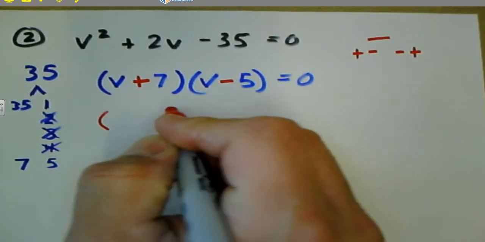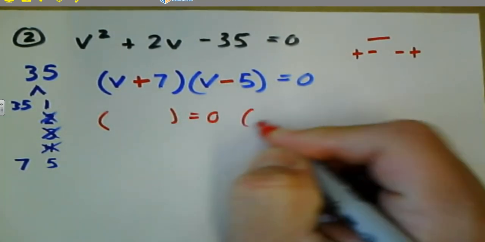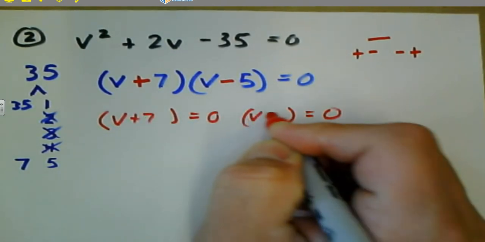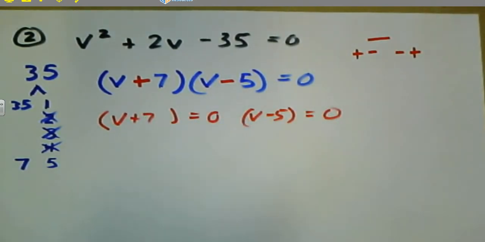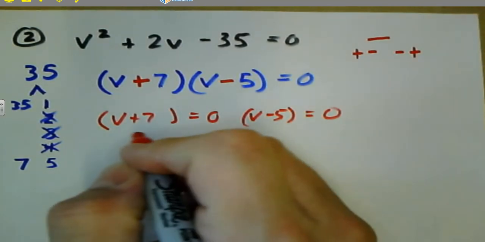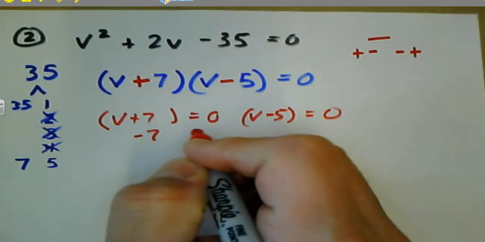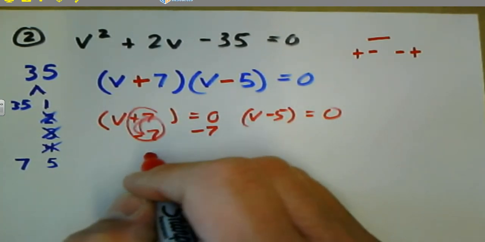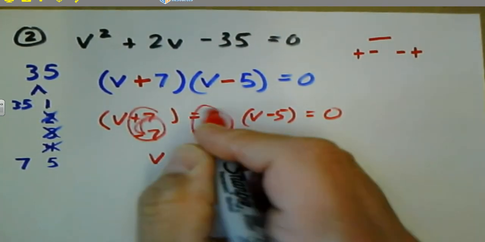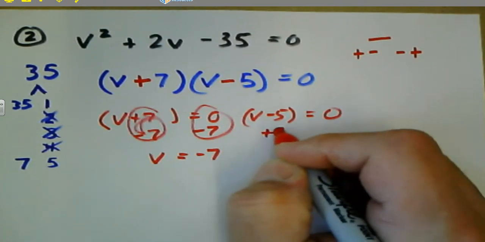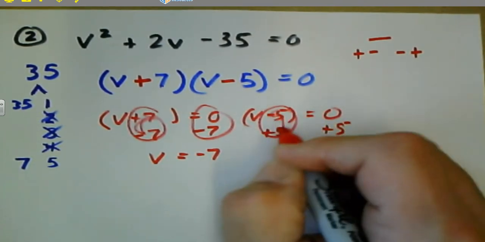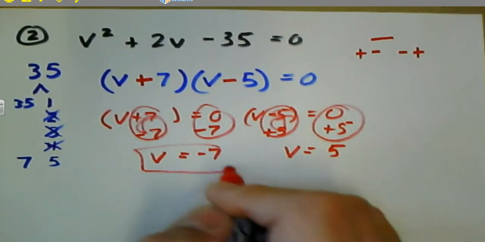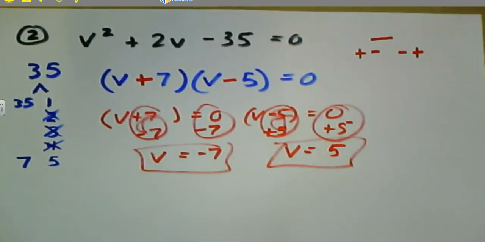All right, now you're going to set them to 0. So subtract 7 from both sides. I don't know why I put parentheses around them. It doesn't matter. Add 5 to both sides. Those are our two answers.